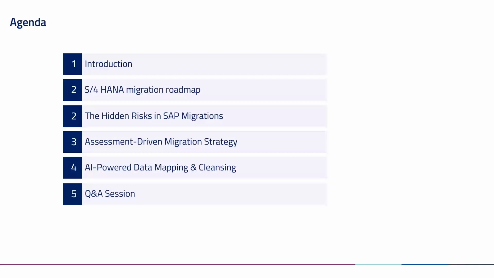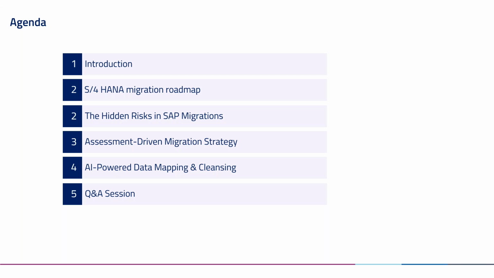Let's get started. Before we dive in, let me walk you through today's agenda. We'll begin with a quick introduction to set the context for our discussion and outline what you can expect from this session. Next, we will look at the S/4HANA migration roadmap, a step-by-step overview of the journey from legacy systems to a successful go-live in S/4HANA. In the third section, we will uncover the hidden risks in SAP migrations. These are common pitfalls that often delay or derail transformation projects, especially when it comes to data readiness.